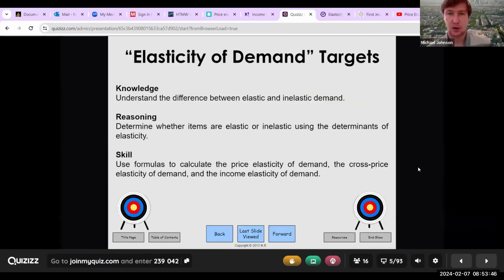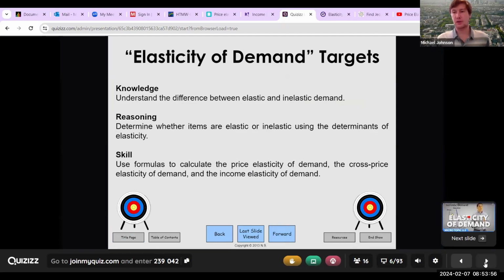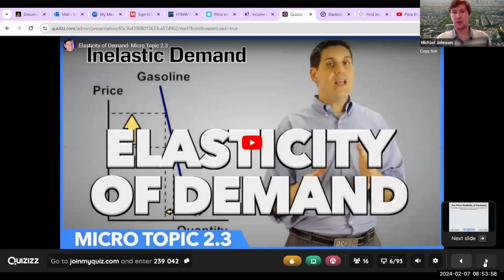Elastic demand targets. We're going to understand the difference between elastic and inelastic demand, determine which items are elastic or inelastic using determinants of demand, and use formulas. So let's go forward here.